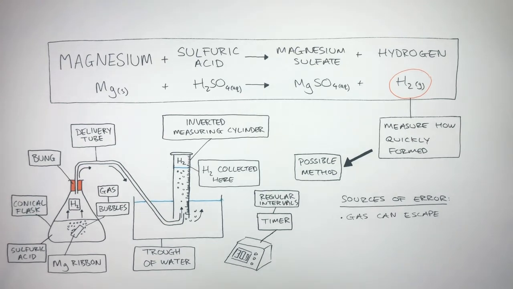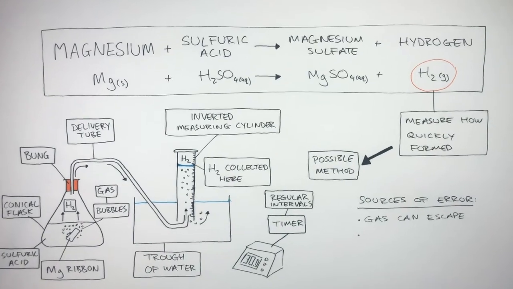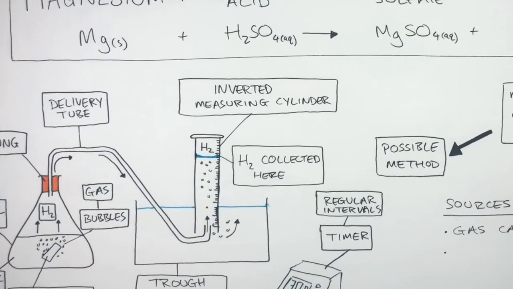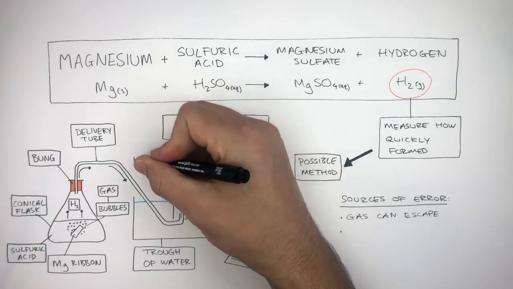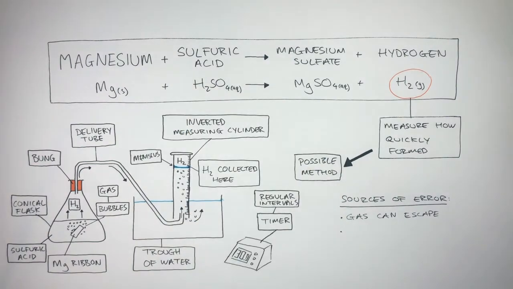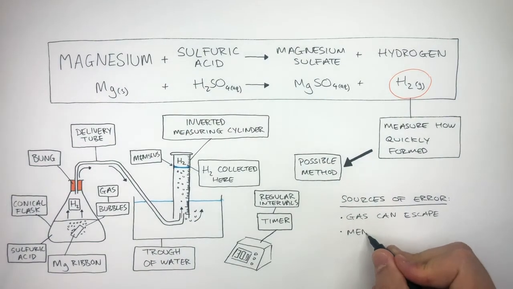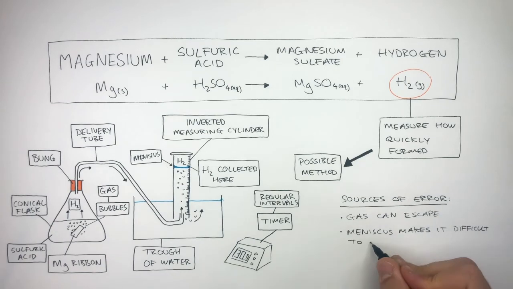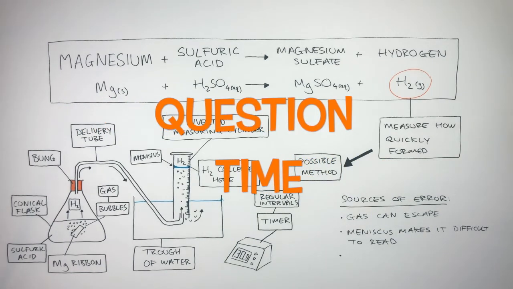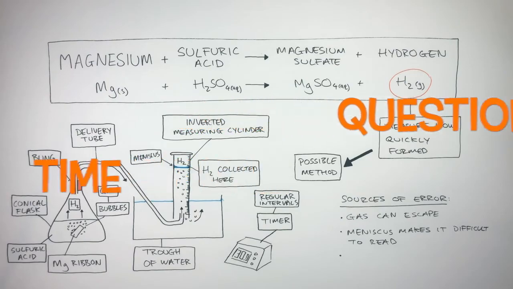Another source of error is how the surface of the water inside the inverted measuring cylinder is curved. We call this a meniscus, and because the surface of the water is curved, the meniscus makes it difficult to read accurately. It's question time. Attempt these questions to check your understanding.